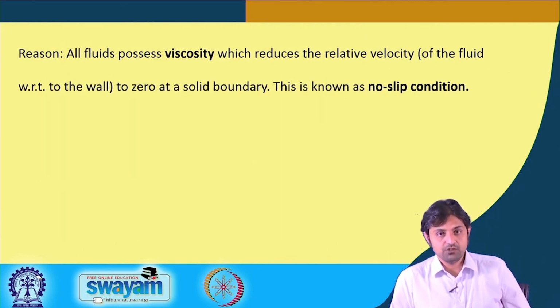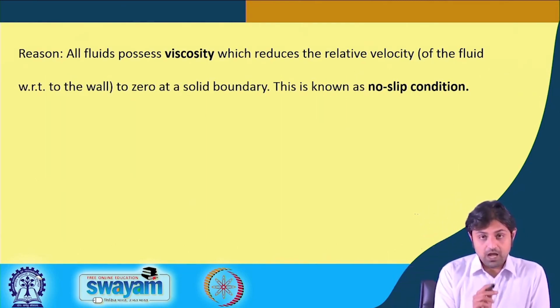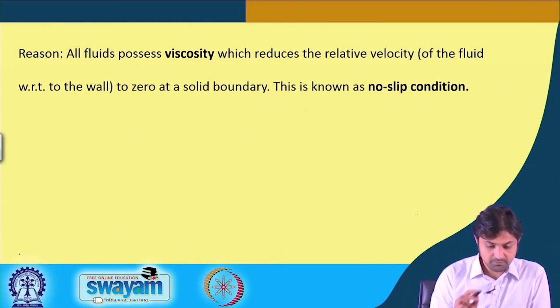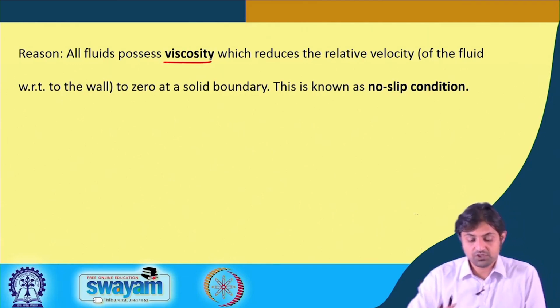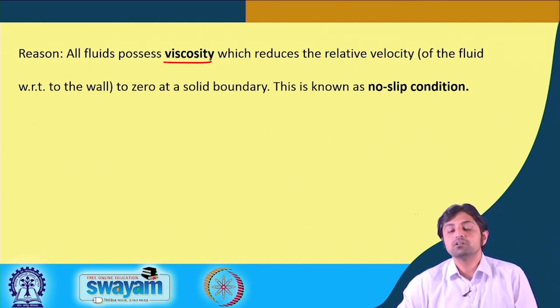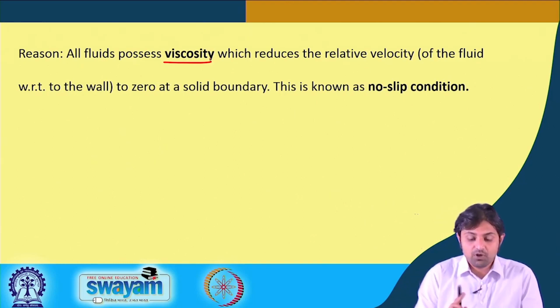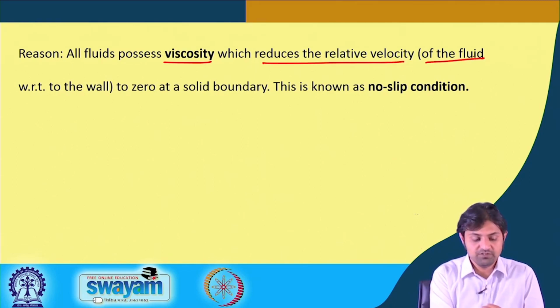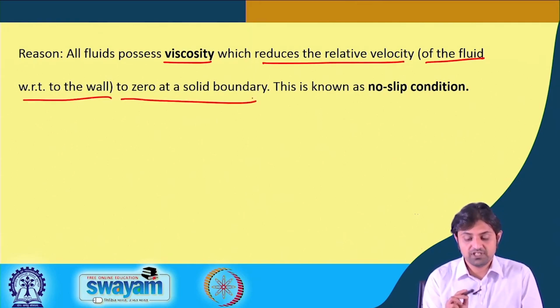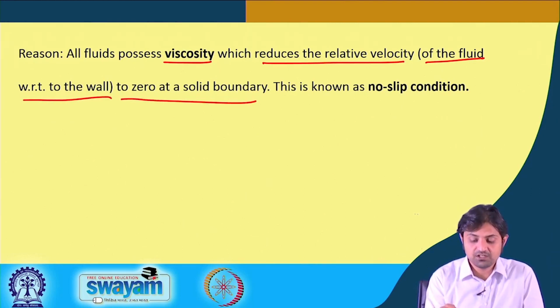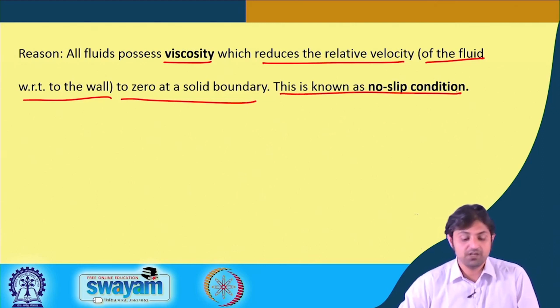Reason, as I was telling you before, all fluids possess viscosity. Viscosity in layman's terms can be said as friction in fluids, for example. And because of the friction, this reduces the relative velocity of the fluid with respect to the wall to 0 at the solid boundary, and this condition is called the no slip condition. And because of the no slip condition, there is a non-uniformity of the flow in the y direction.